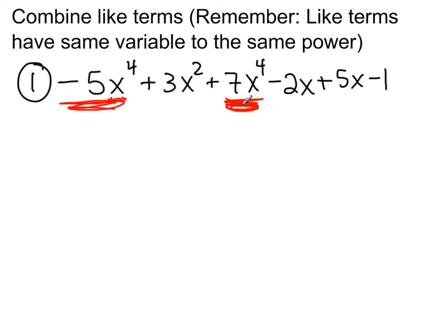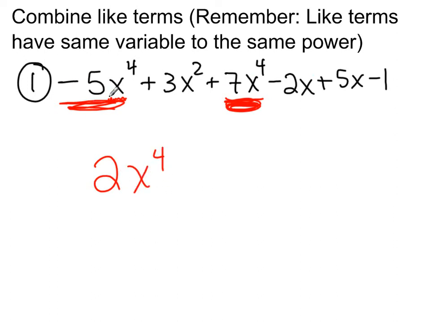We're only concerned about the variable and power part. We don't care what's in front. The coefficients could be anything. And then there's no other like terms. So when we combine these, we have negative 5 plus 7, which gets us 2x to the 4th.